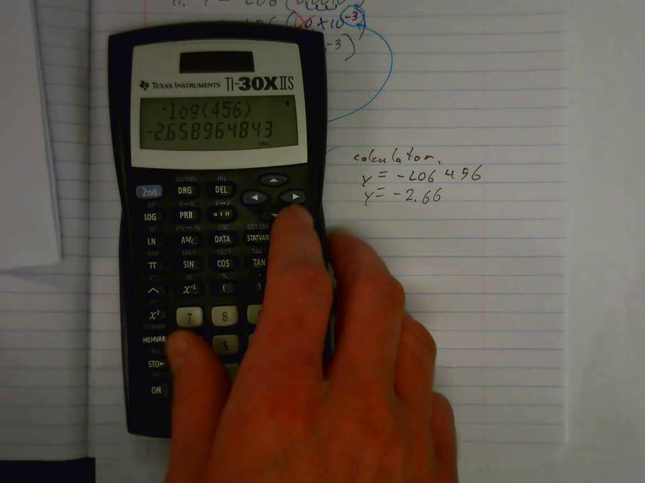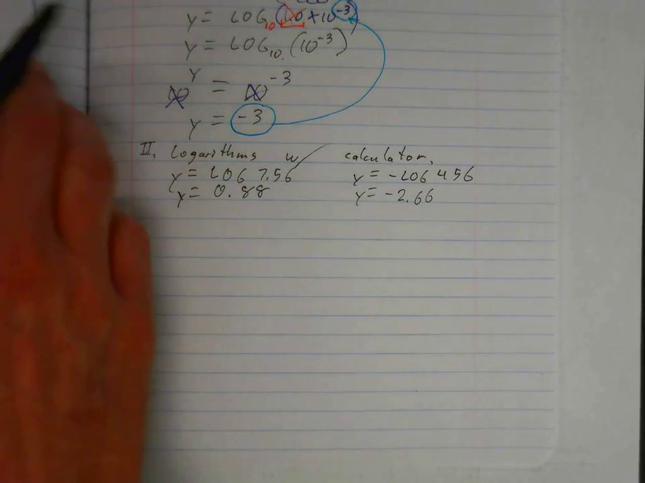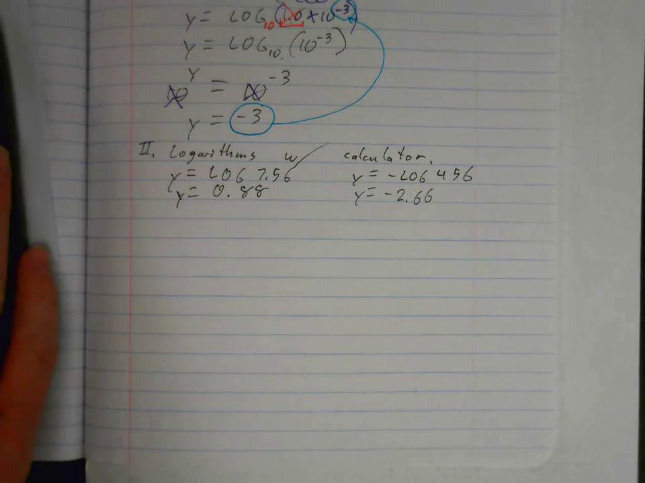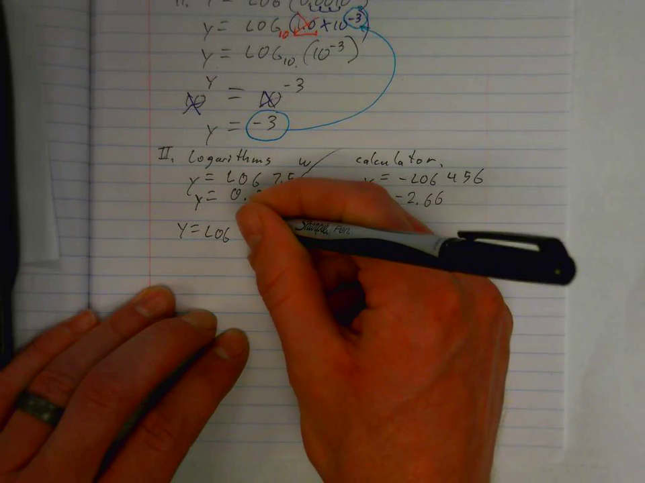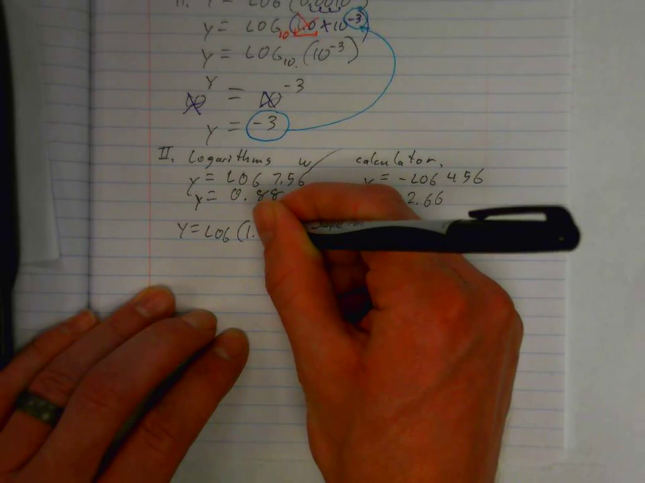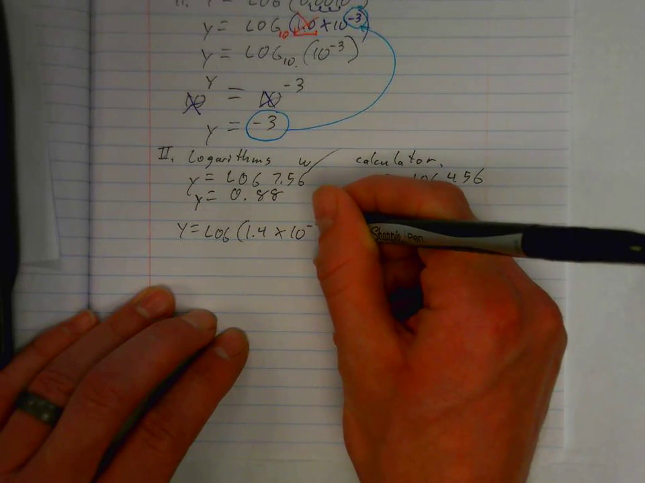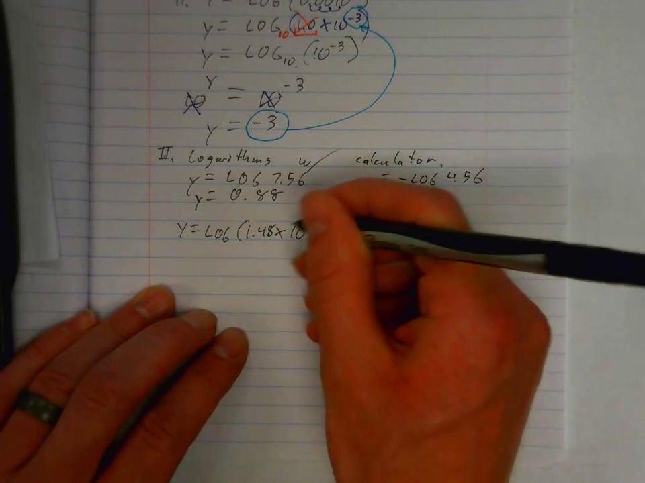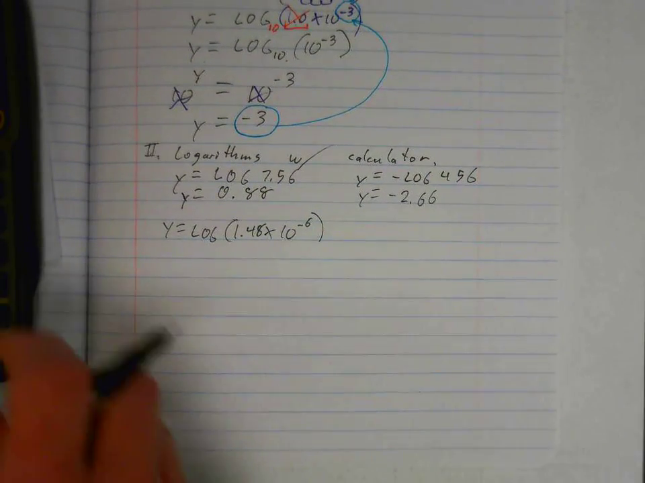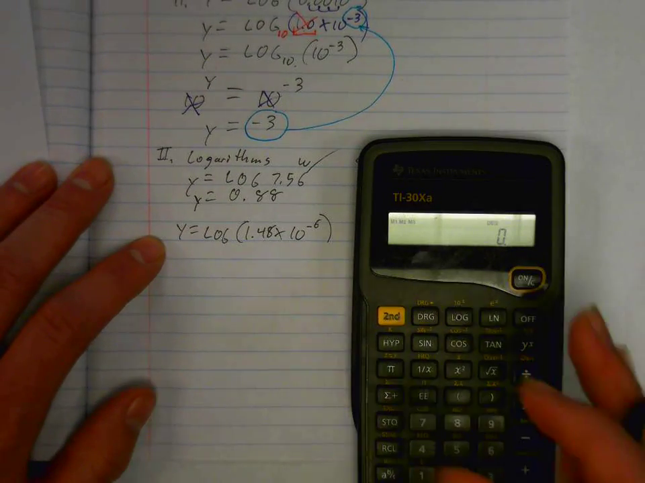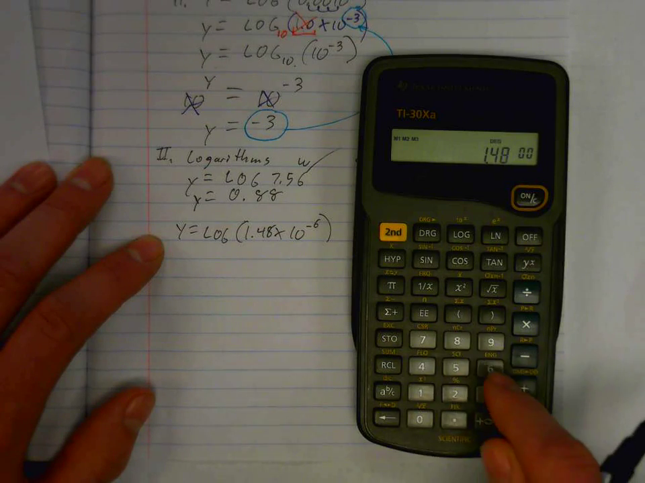What about scientific notation? We have something like this: y equals log of 1.48 times 10 to the negative 6. In this calculator, I do 1.48 E, 6, negative, and then I press log. So negative 5.83.